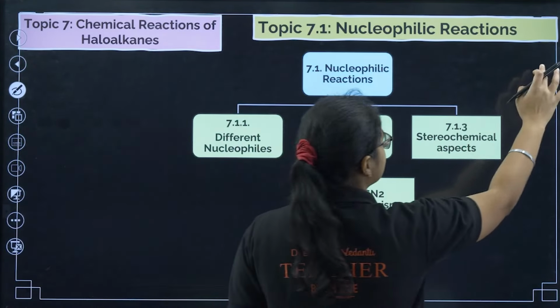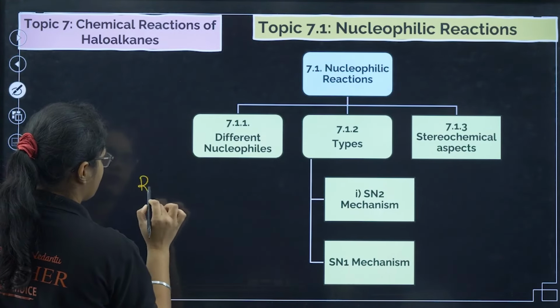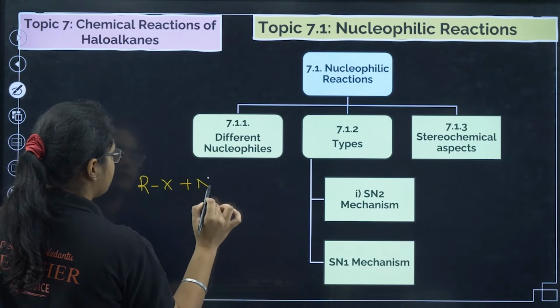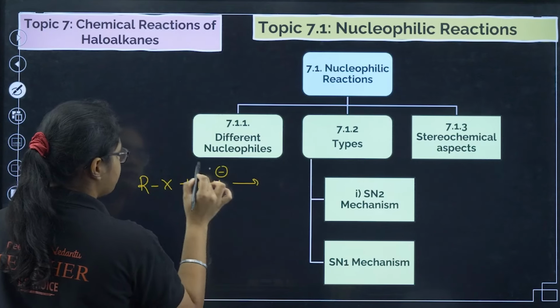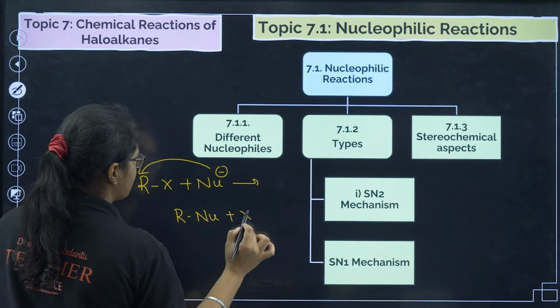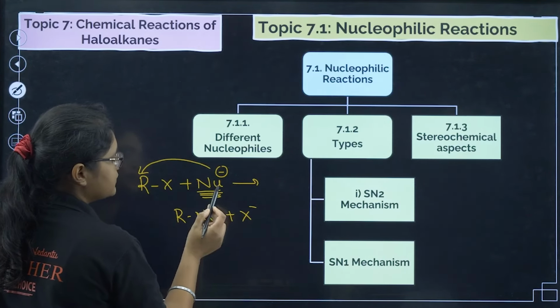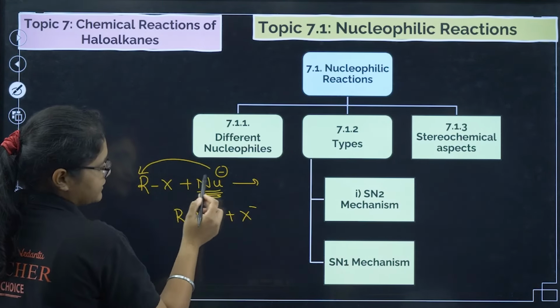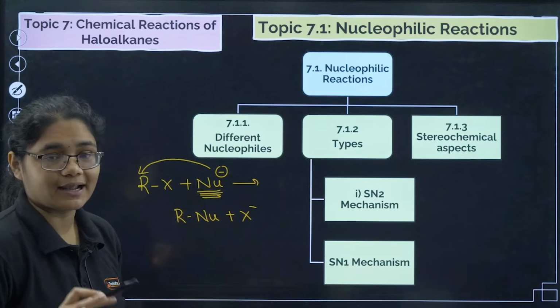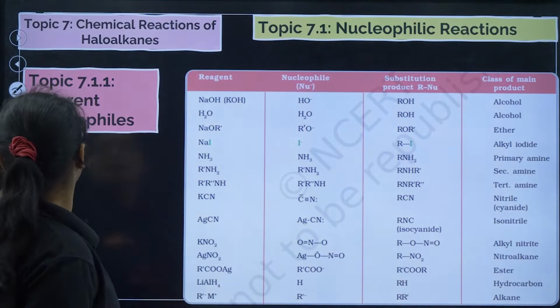So first let's see the different types of nucleophiles. I'll just draw once again: RX will be there, one nucleophile will attack on R, and I'll get R-Nu plus X minus. Now we will see what the different possible nucleophiles are, and what reagents can be used for generating different types of nucleophiles. That is what we'll study here.